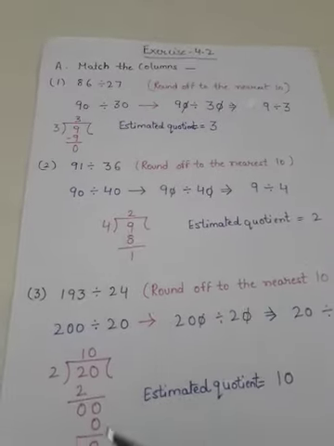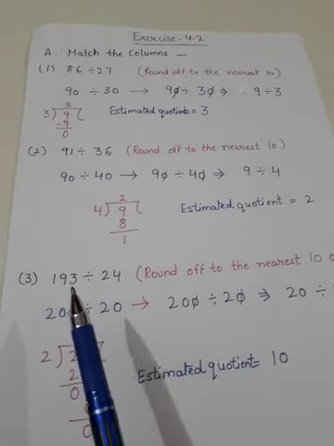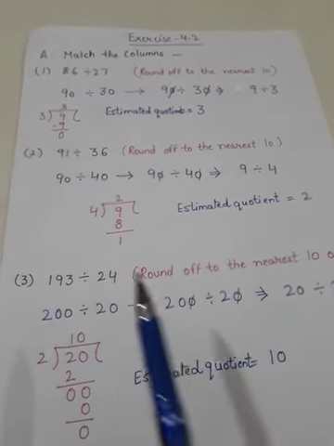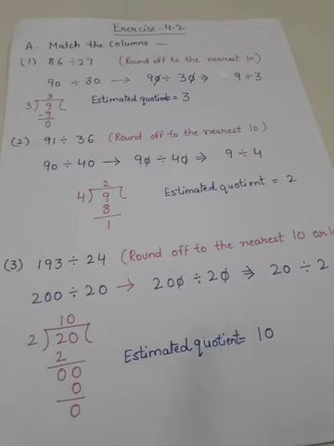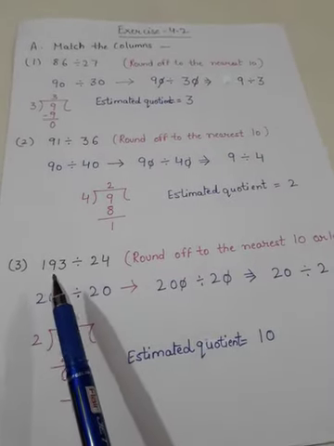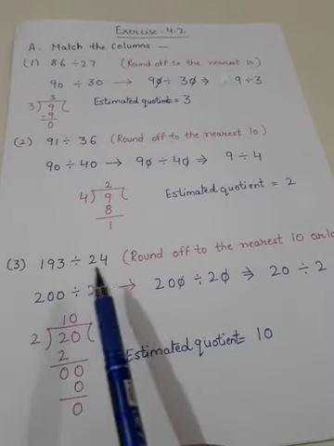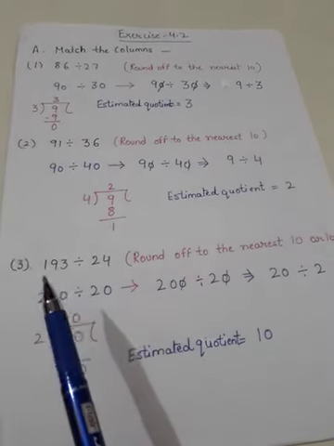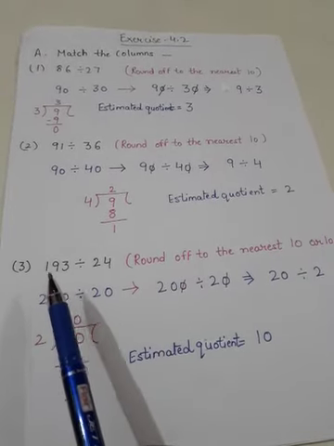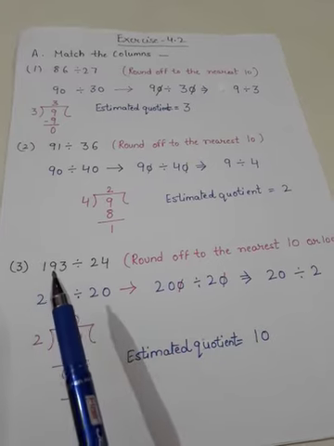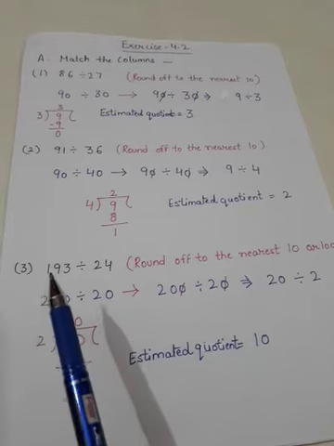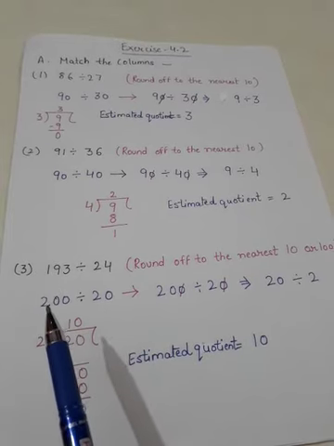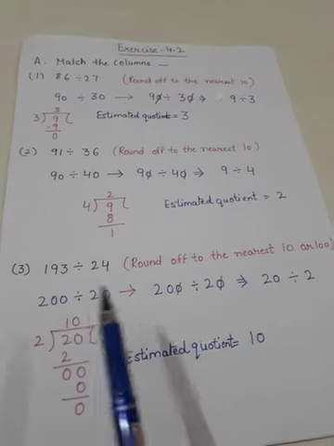Fine. Now look here, the third part. 193 divided by 24. Now you can see here we are rounding off to the nearest 10 or 100. Why am I taking both? Because the dividend is a hundreds number and here is a tens number, right? So we will round off. Now in the hundreds place, this is the ones digit, so 9 we will compare with 5. 9 is greater than 5, so what will we do? At the place of 9 and 3, 0 0, and this one will increase by 1. So 1 plus 1, 2. This is 200, divided by 24.